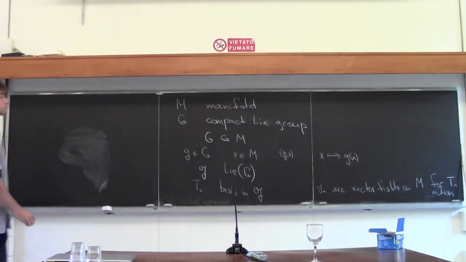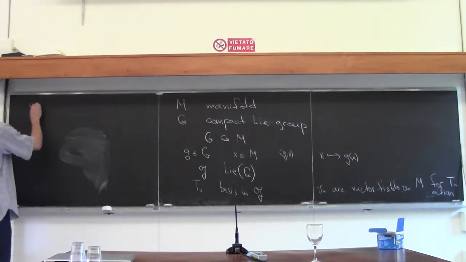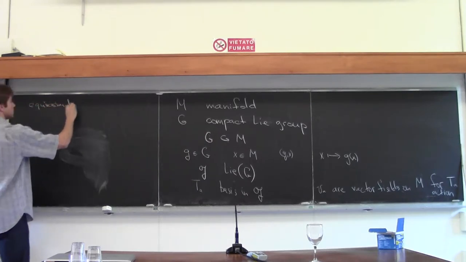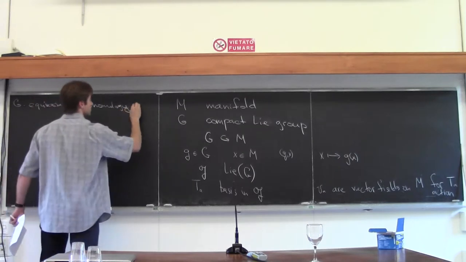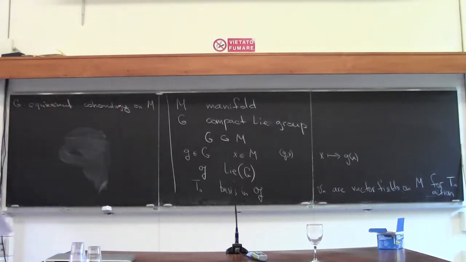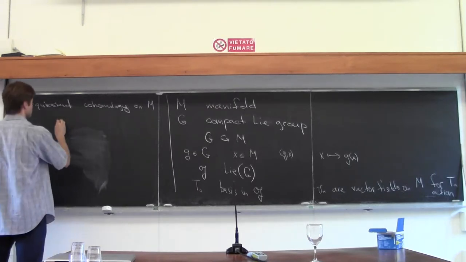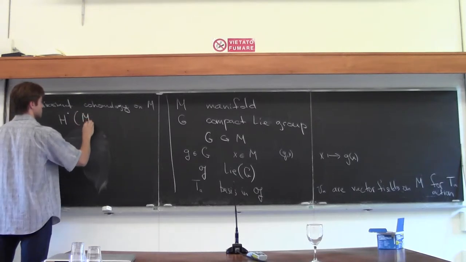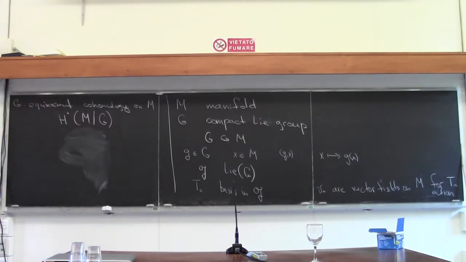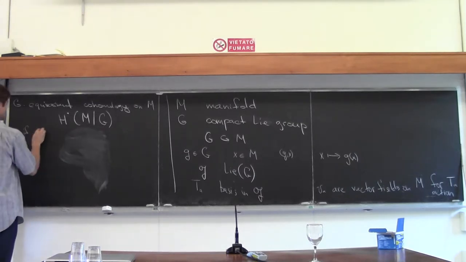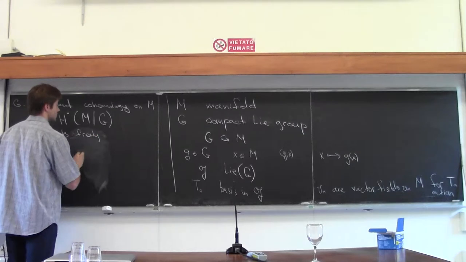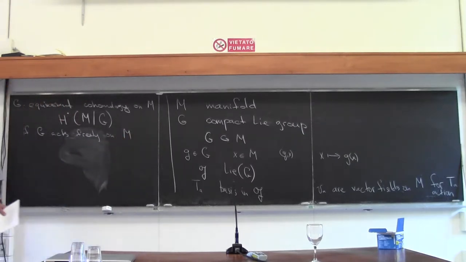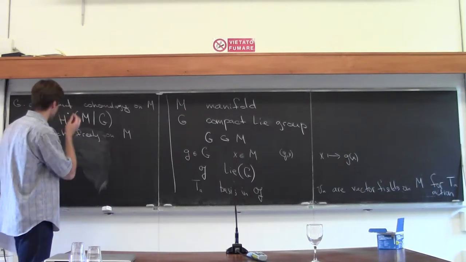Now, equivariant cohomology on M is essentially the cohomology of the quotient space. So we're interested in the cohomology of the quotient space M by G. The situation would be simple if G acts freely on M, so that there are no fixed points. Then this quotient is a good smooth manifold, and then we just define the equivariant cohomology.